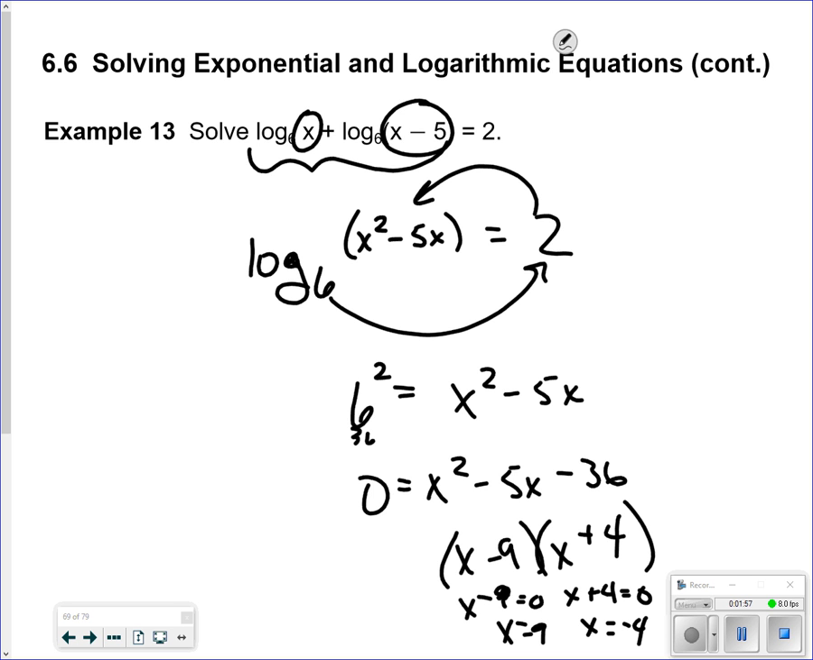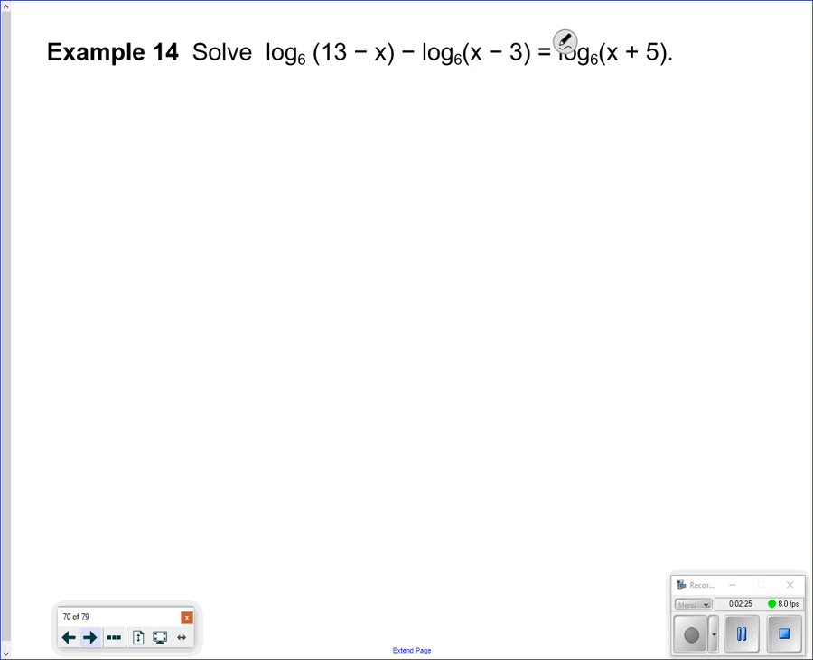Now, there is some domain issues, and you need to go all the way back to the beginning of the question to look for those. Remember, a log cannot have a negative as its argument. So that x cannot be negative, and the x minus 5 cannot be negative. So negative 4 does not work in the question. Log base 6 of negative 4 is not possible. So therefore, x equaling 9 is the only answer.